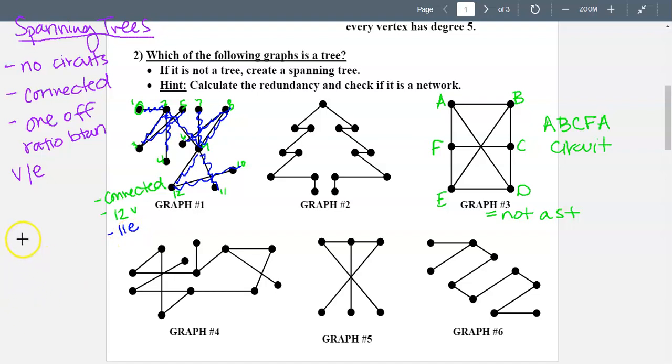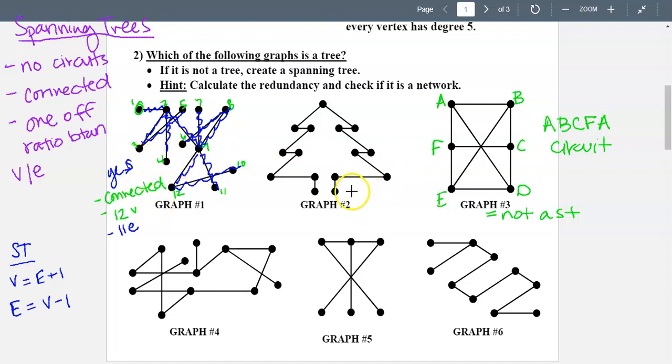So if you wanted to write a spanning tree formula, you could say that vertices are equal to edges plus 1, or vice versa, you could say that edges are equal to vertices minus 1. So this is a connected graph. It does follow the one-off ratio, and so yes, this graph is a spanning tree.